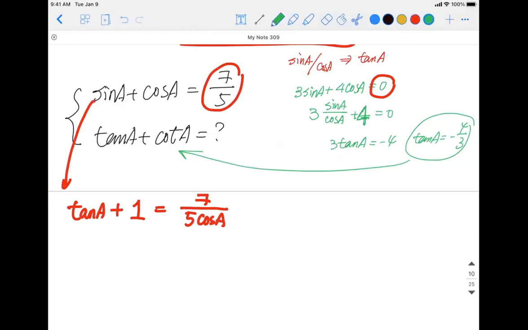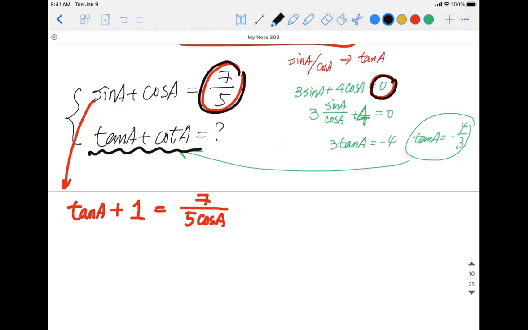Because previously, if here is a 0, that's perfect. But now here is not 0, here it's like 7/5. Maybe I just can't do that, right? This is very understandable. And the question asks you to do cotangent A and tangent A. How can I do that?